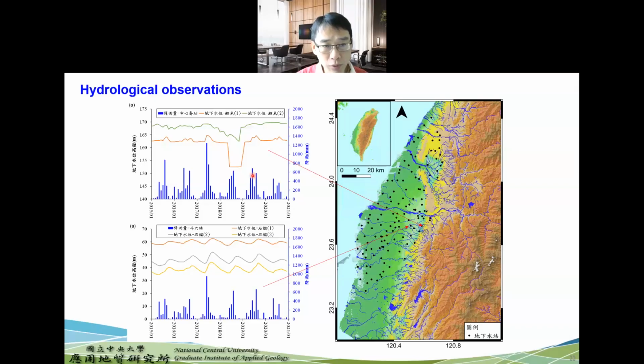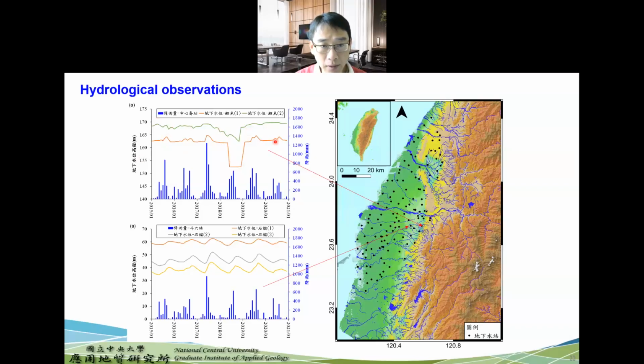And we try to collect the hydrological observations because we want the simulations to approach reality, to understand the real water flow system and also some of the hydraulic inferences. So our cross-section is around this area. We try to collect the groundwater observations around here. So here's the groundwater observation curve.